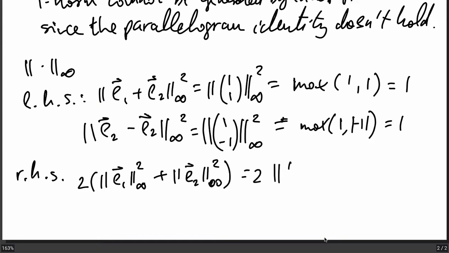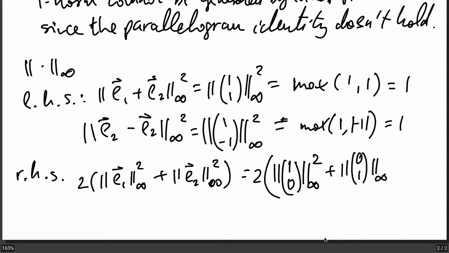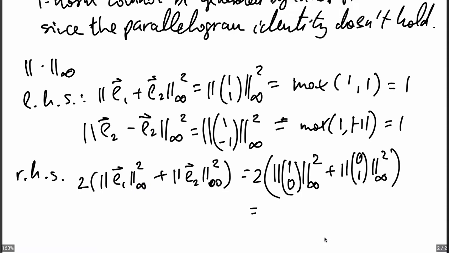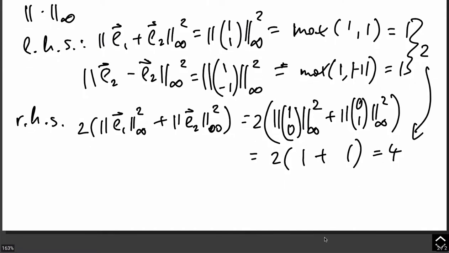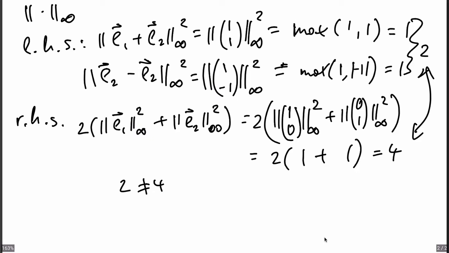The infinity norm of the vectors 1, 0 and 0, 1 is the maximum of the components. So the maximum is 1 here and 1 there, and we get 4. If we add these two together, we get 2. So again, what we have is that 2 is different from 4. The parallelogram identity doesn't hold, and that means that the maximum norm cannot be generated from an inner product.